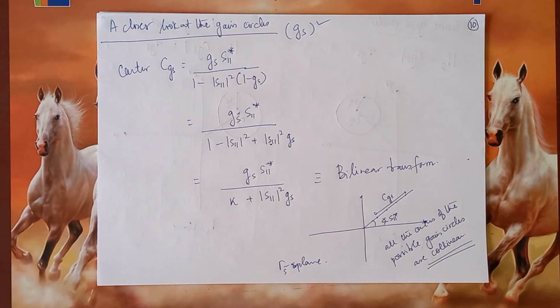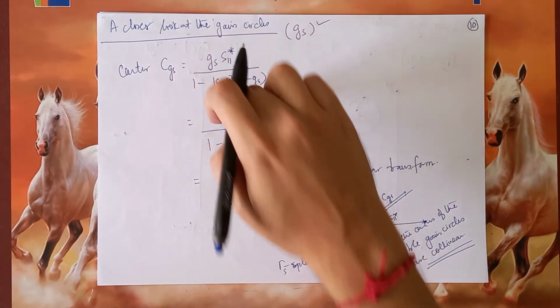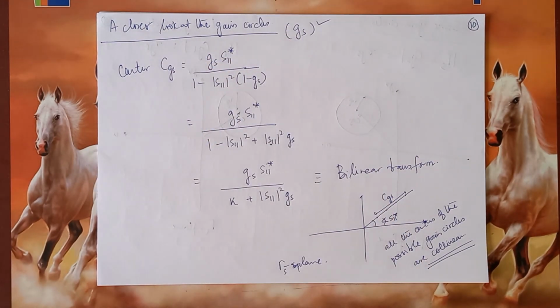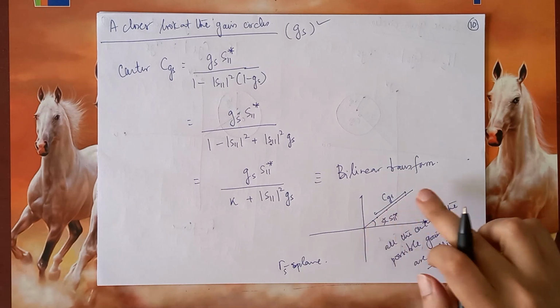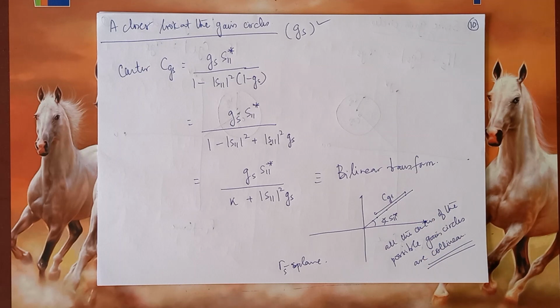This is an extremely important result. You will see that unlike stability circles, there can be multiple gain circles depending on what value of G_S you want or that you choose. But for different G_S, all the possible centers of the circles will lie on one straight line.